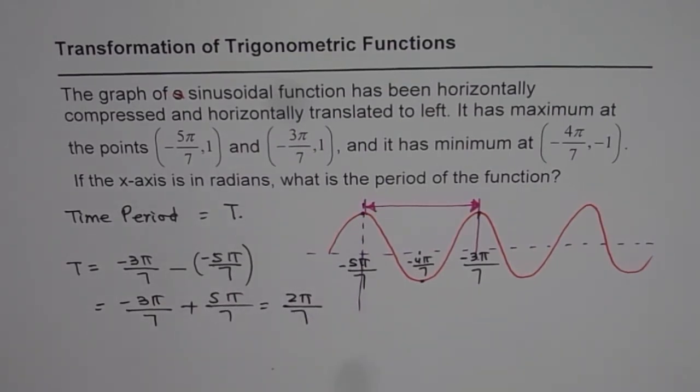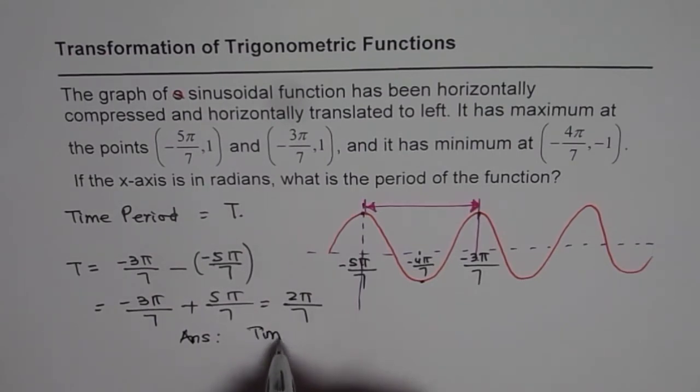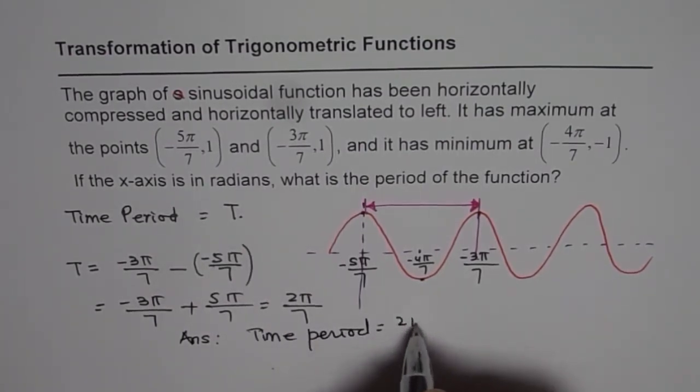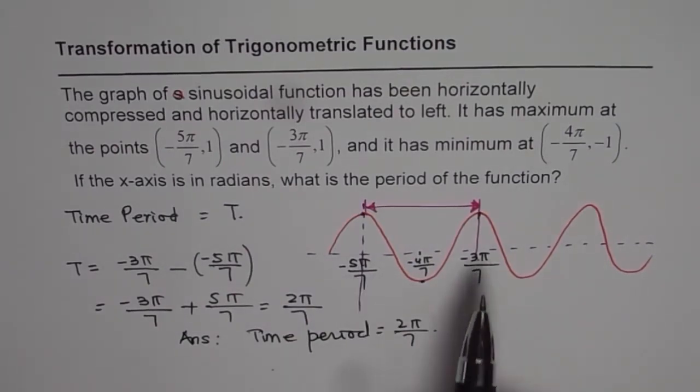Do you understand? So the answer is time period t equals 2 pi by 7. That is how it should be done, right? Now, my question to you is, can you write down the equation for the sine wave? That is a question which you should be working on, okay?